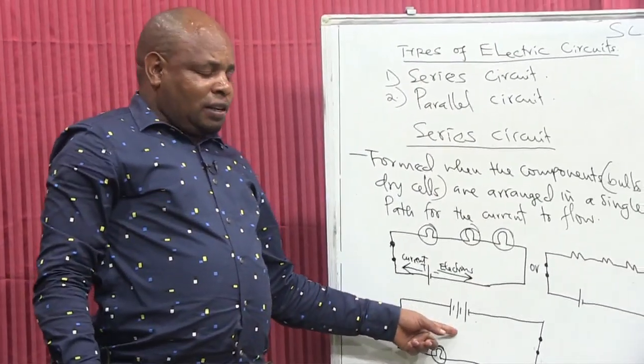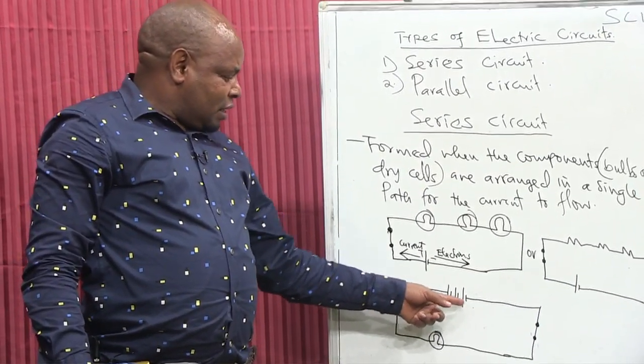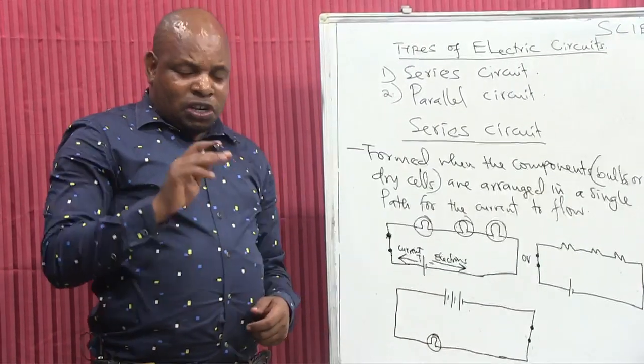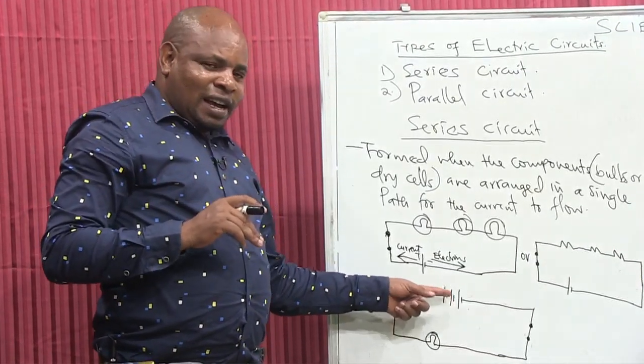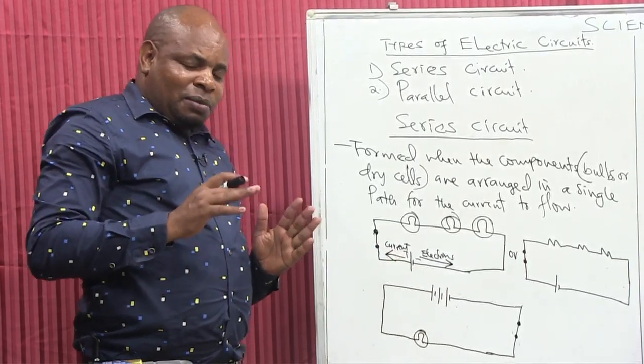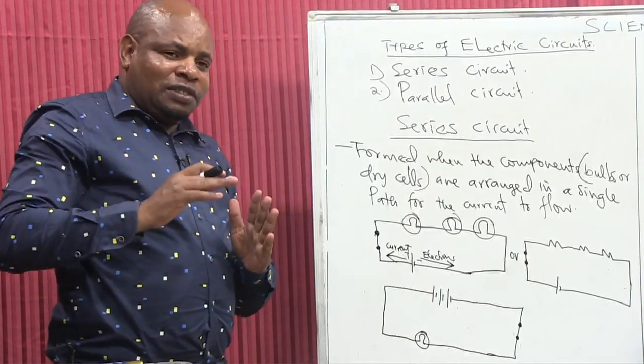These are dry cells. There are how many dry cells here? 1, 2, 3. Those 3 dry cells are arranged in series, meaning the positive terminal is connected to the negative terminal.